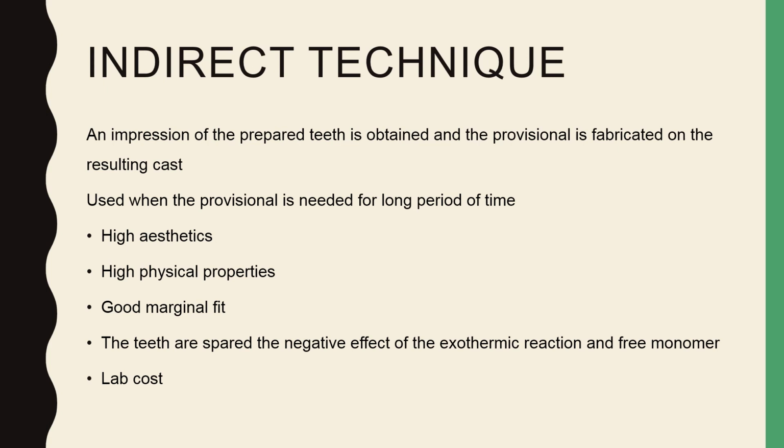In the indirect technique, an impression of the prepared teeth is obtained and the provisional is fabricated on the resulting cast, which is usually done in the lab. It's used when the provisional is needed for a long period of time. The provisionals fabricated by this technique are usually highly aesthetic, have high physical properties, and good marginal fit since they are fully polymerized before removal, and the teeth are spared the negative effect of the exothermic reaction and the free monomer. But the problem is its higher cost, since it's made by the lab.